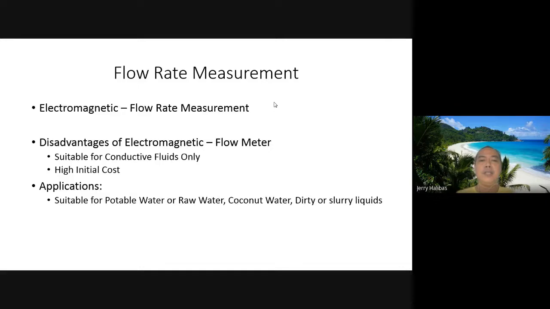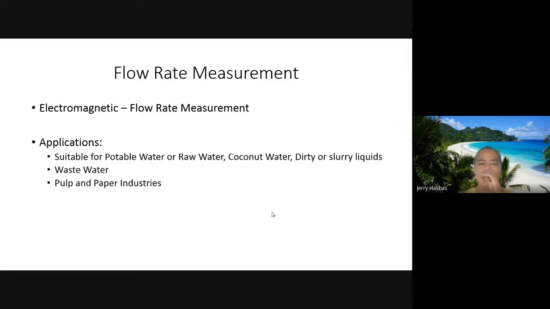Since we're talking about conductive fluids, it is suitable for potable water and raw water. Distilled water is not included, because distilled water has no impurities, and it is the impurities that cause the conductivity in water. It is also suitable for coconut water, dirty or slurry liquids, and wastewater, such as in wastewater treatment plants. It is also important in the pulp and paper industries.